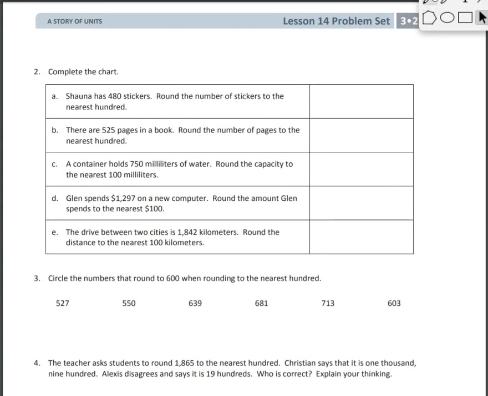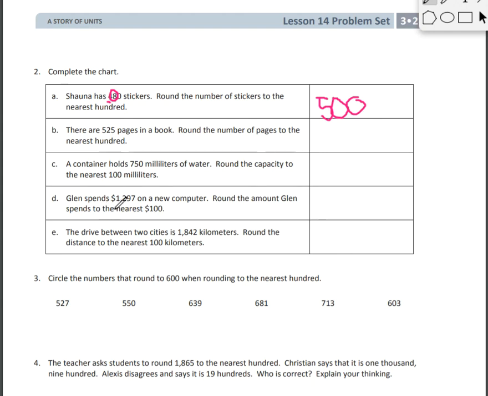All right, complete the chart. Shauna has 480 stickers. Round the number of stickers to the nearest 100. So I'm looking at my hundreds place. I have an 8 in the tens place. 8 means I go up. 480 is about 500. If you would like to draw the number lines for this part, go ahead and do so.